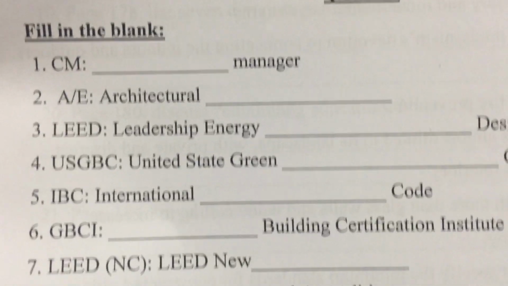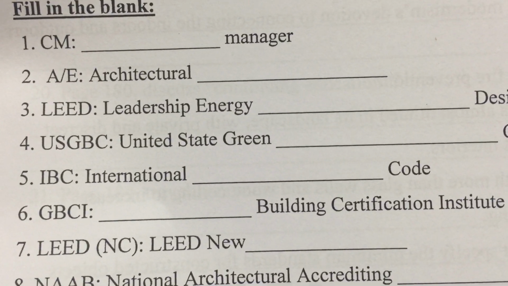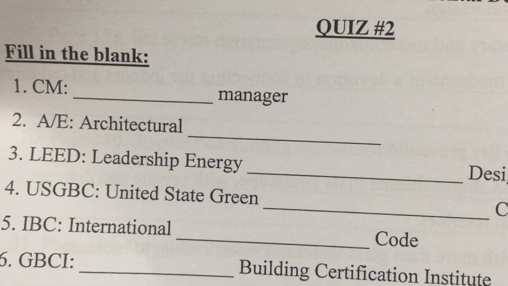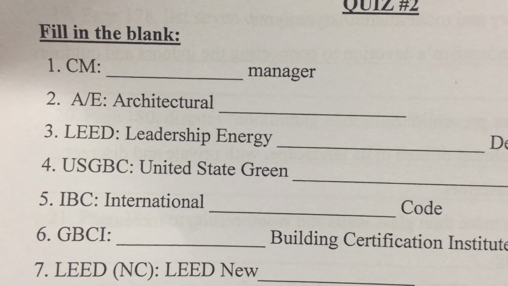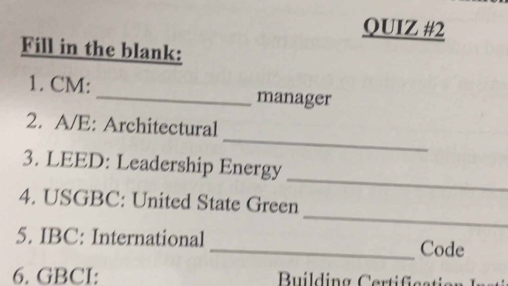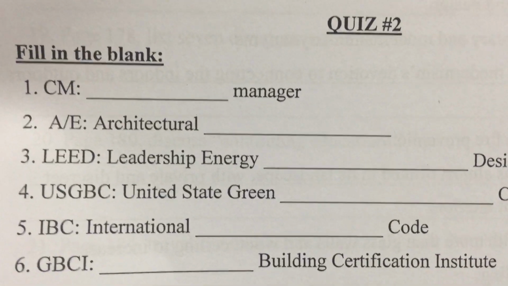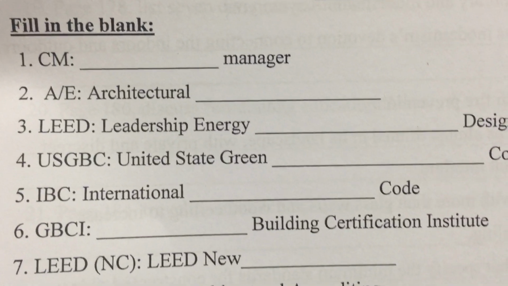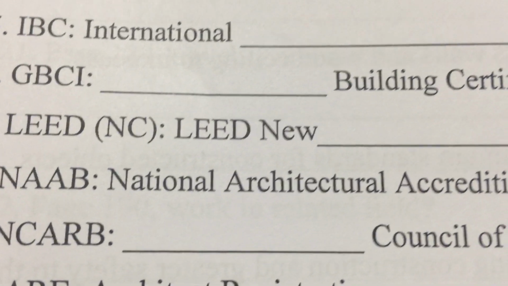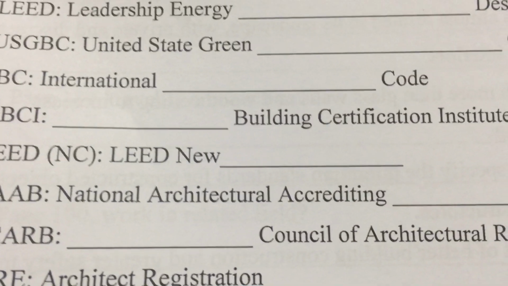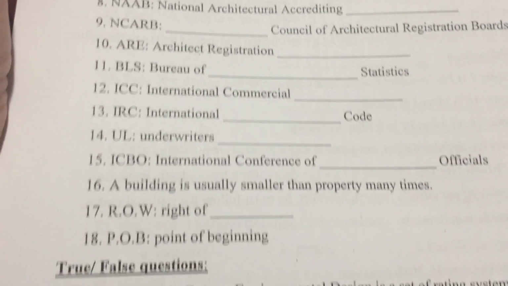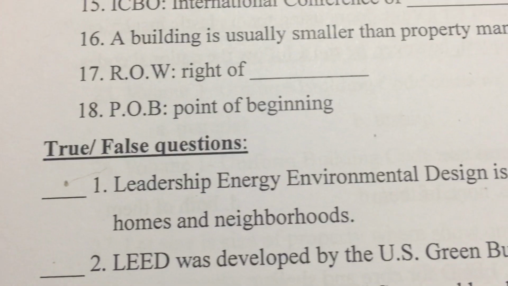I give the question, and I give some information, and after that I put one blank and the student fills in the blank. For example, you can see CM. For example, I call that something manager, and the student needs to fill out the blank. I call that fill in the blank. For example, LEED, and I put a few notes for the student and they fill in the blank. That's the first part. The second part I call true and false questions.